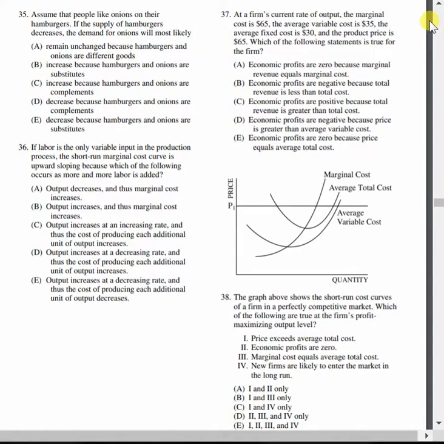Okay, number 36. If labor is the only variable input in the production process, the short-run marginal cost curve is upward sloping because which of the following occurs as more and more labor is added? Here we're lucky, we have a nice graph with marginal cost on it, and we see that marginal cost is upward sloping. So let's think about what this means. Every time I make one extra piece, I'm at this level, for instance, and I can make one extra piece, that extra piece costs me this price.